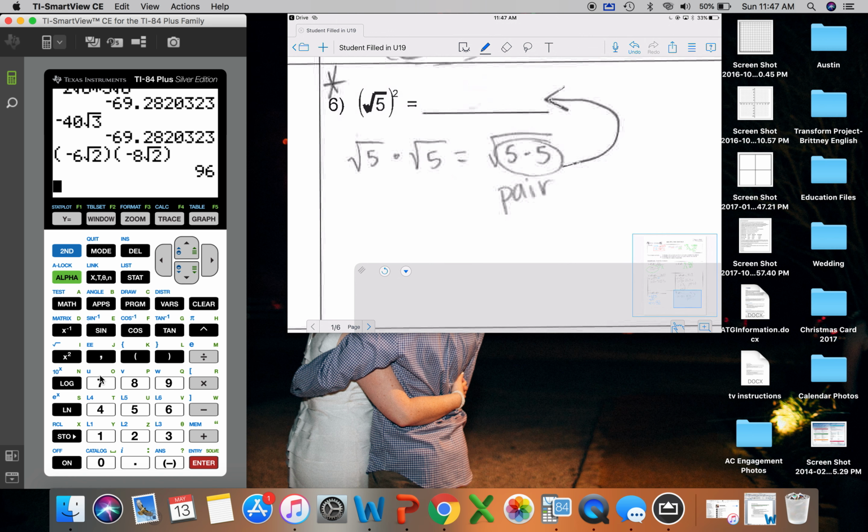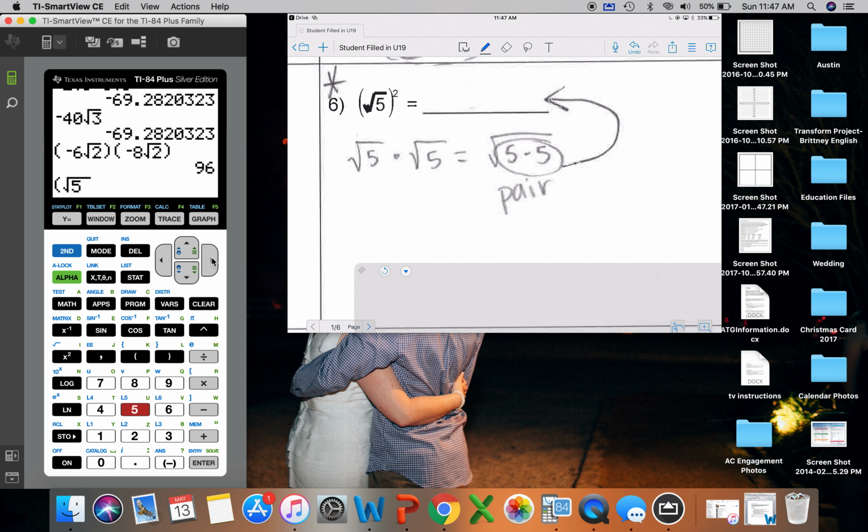Problem 6 is one that would be very easy to plug into the calculator. The square root of 5 squared is going to be 5. And I've listed out the reason why. The square root of 5 squared is the square root of 5 times the square root of 5. Both of them are on the inside, so we multiply them. Both stay under the square root.